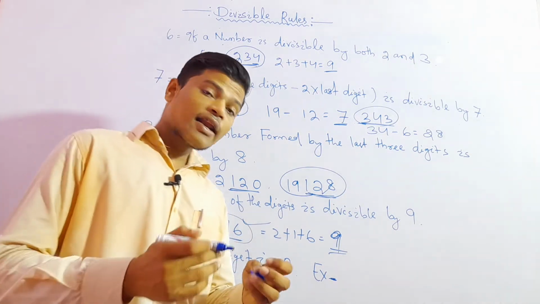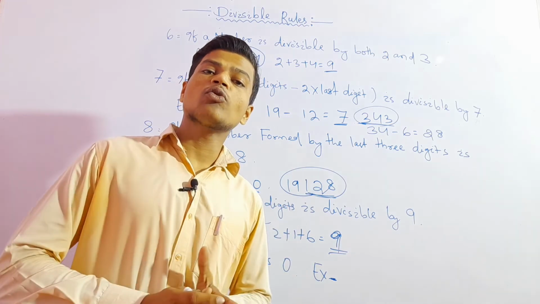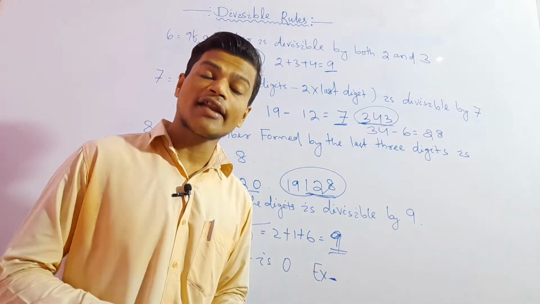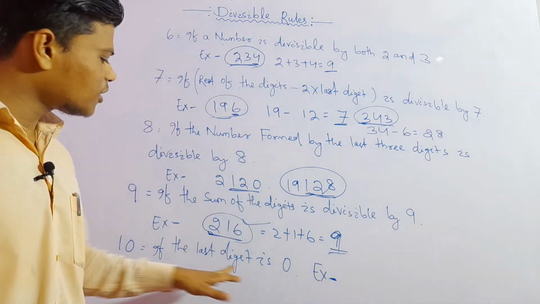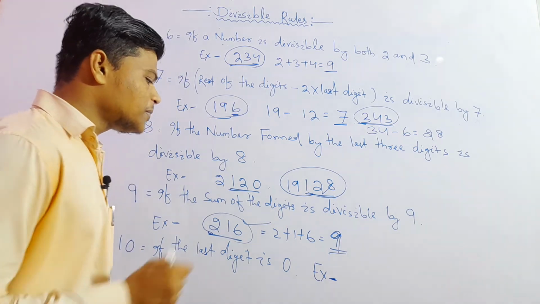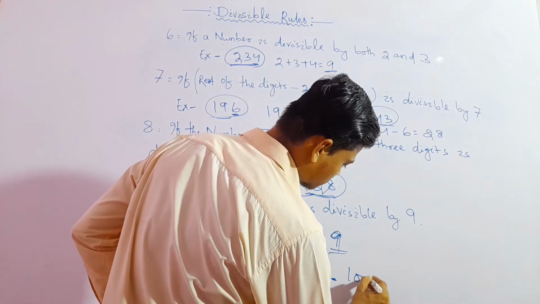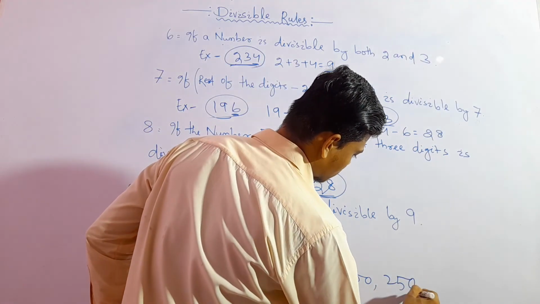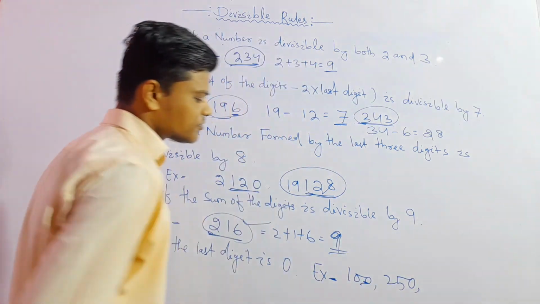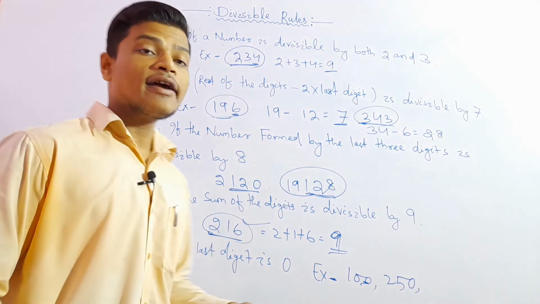So let's know the divisible rule of 10. The divisible rule of 10 is nothing but you need to check the last digit. If the last digit of a number is 0, then the number is divisible by 10. Simply 100 or 250. You can give a lot of examples, because you only need to check the last digit. If that is 0, then it is divisible by 10.